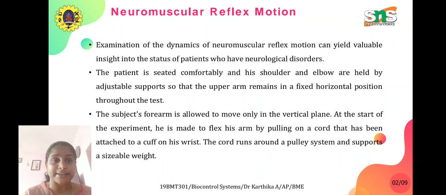The patient is seated comfortably, and his shoulder and elbow are held by adjustable supports so that the upper arm remains in a fixed horizontal position throughout the test. The subject's forearm is allowed to move only in the vertical plane. At the start of the experiment, he is made to flex his arm by pulling on a cord that has been attached to a cuff on his wrist. The cord runs around a pulley system and supports a sizable weight.